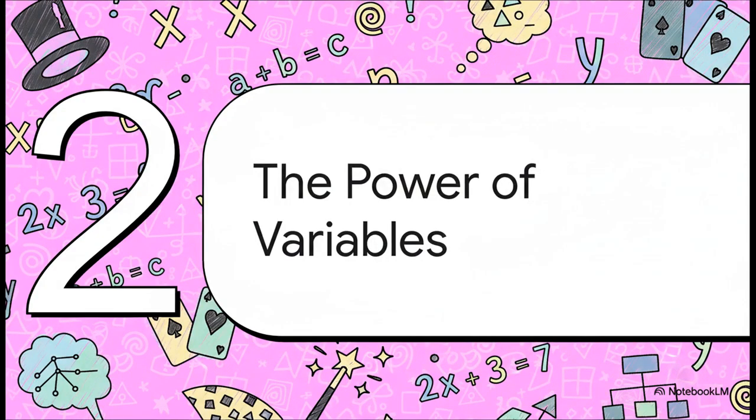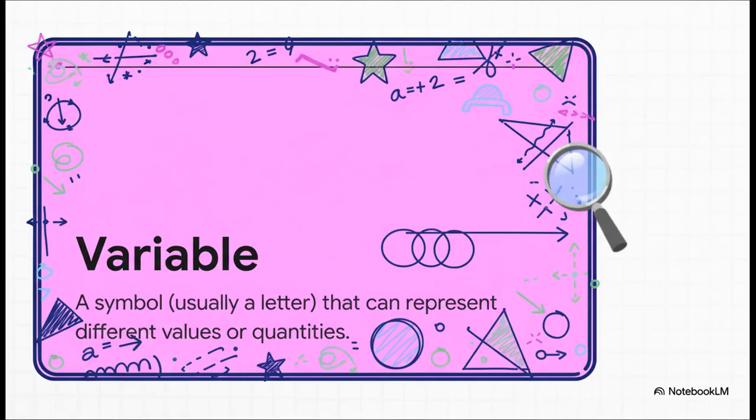The whole trick we just did, it all comes down to one single concept, and it's really the heart and soul of algebra, the variable. It's this amazing idea that lets us work with numbers we don't even know. So what is a variable? Think of it like a placeholder. It's just a symbol, usually a letter, like X or A or B, that stands in for a number.